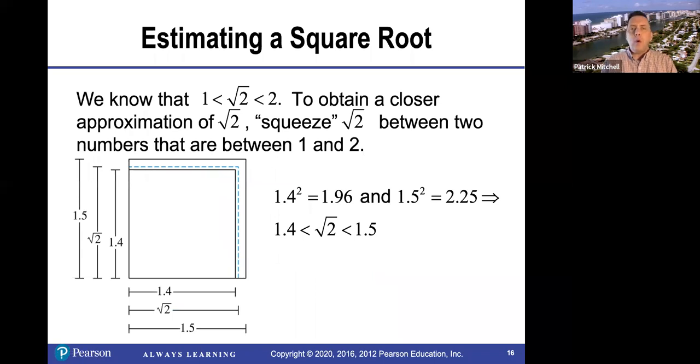We know that the square root of 2 is between 1 and 2. To obtain a closer approximation of the square root of 2, you can squeeze the square root of 2 between two numbers that are between 1 and 2. So for example, we can figure out that the square of 1.4 is 1.96, and the square of 1.5 is 2.25, and that must mean that the square root of 2 is between 1.4 and 1.5.